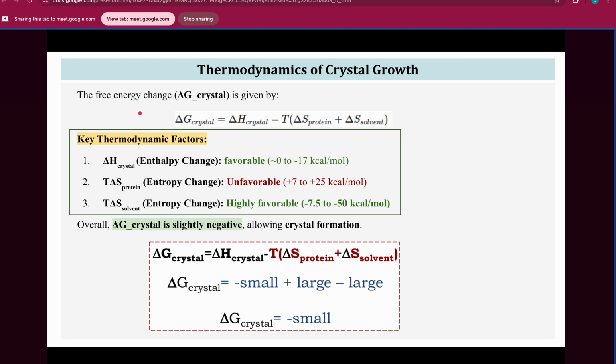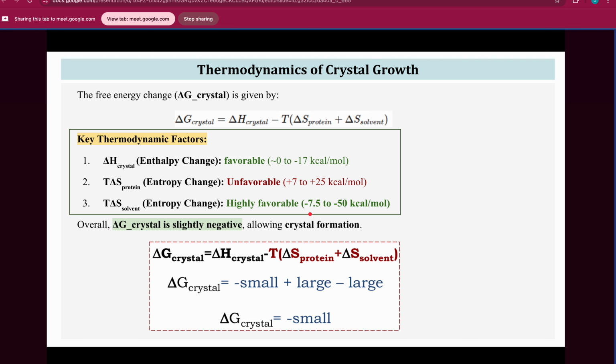Now we'll combine all these terms and see whether delta G of crystal is favorable or non-favorable. If we combine all of these terms, delta H of crystal, which was the enthalpy change, was favorable, ranging from 0 to minus 17 kilocalories per mole. Then the second term, T delta S of protein, which was the entropy change for the protein, was unfavorable because these proteins are tightly packed. So it was positive and unfavorable. Whereas for T delta S of solvent, water was freely moving in the protein crystal. So it was highly favorable, ranging from minus 7.5 to minus 50 kilocalories per mole.